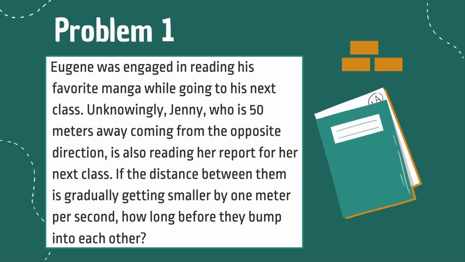Eugene was engaged in reading his favorite manga while going to his next class. Unknowingly, Jenny, who is 50 meters away coming from the opposite direction, is also reading her report for her next class. If the distance between them is gradually getting smaller by 1 meter per second, how long before they bump into each other?